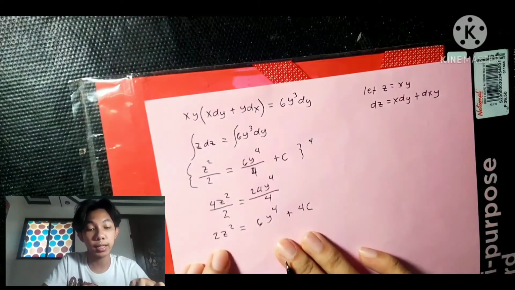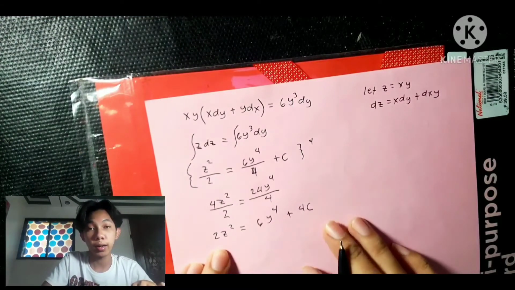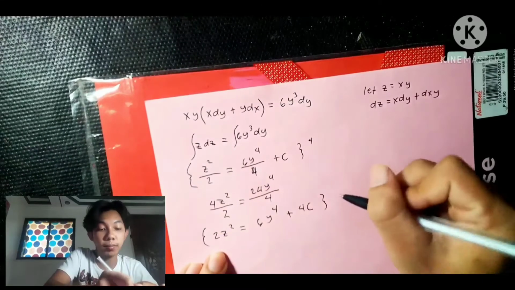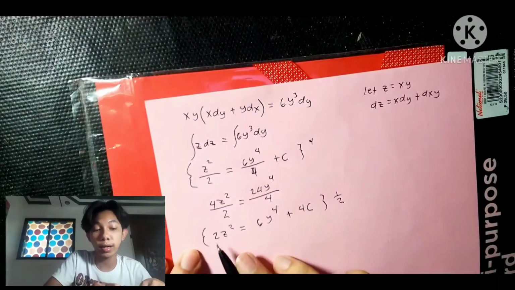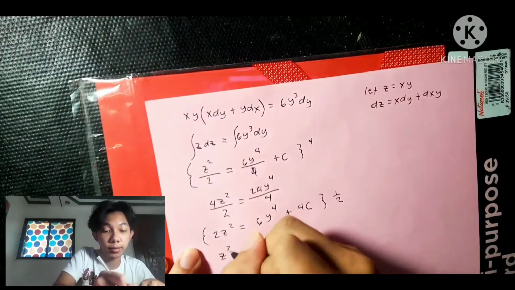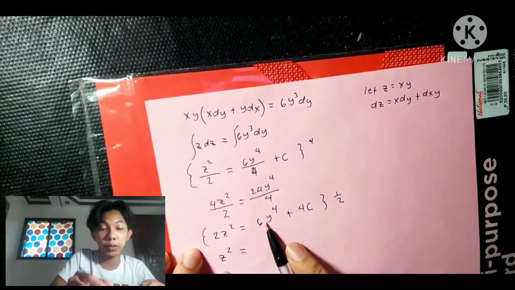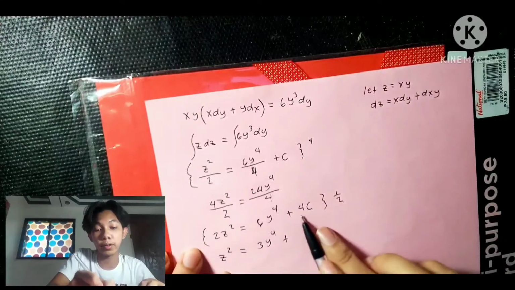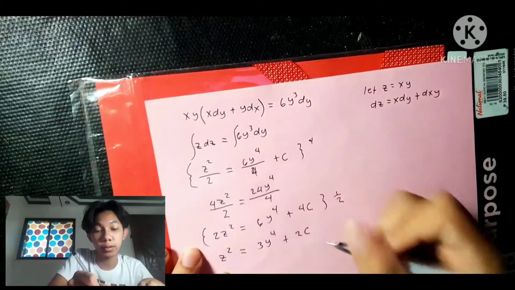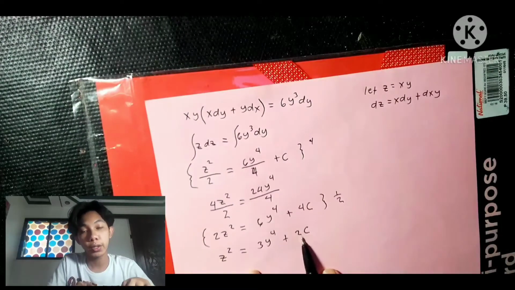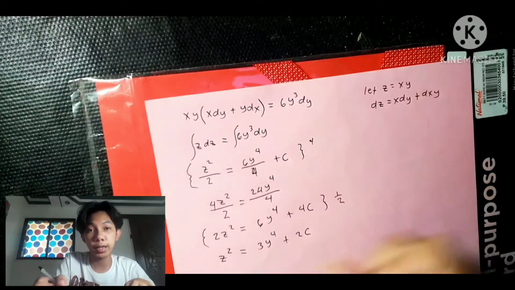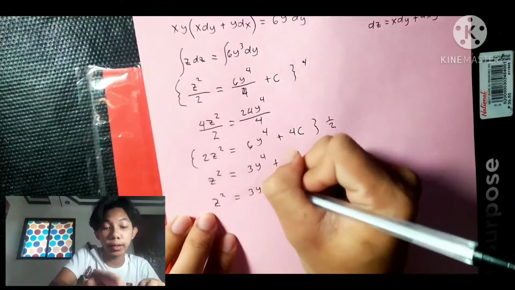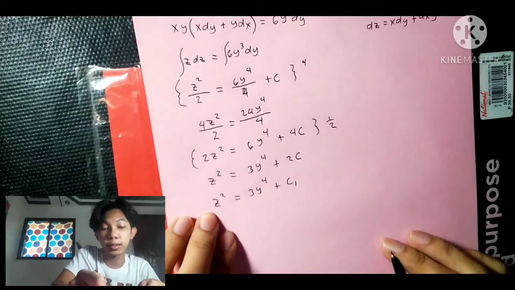So ayan, pwede pa natin siyang i-simplify. So pwede natin siyang i-times by 1/2 or i-divide by 2. So, i-times natin siya by 1/2. So, 1/2 times 2z squared is z squared is equal to 1/2 times 6y raised to the 4th is 3y raised to the 4th plus 4 times 1/2 is 2c. And then, yung 2 para ma-absorb ni c is gawin natin siyang c sub 1. So, magiging z squared is equal to 3y raised to the 4th plus c sub 1.